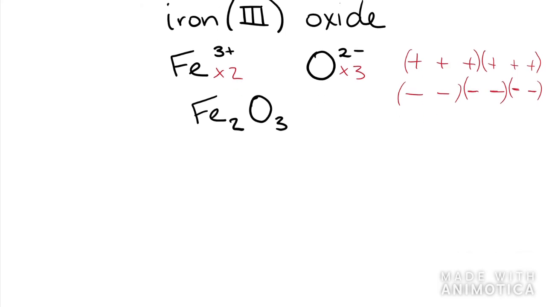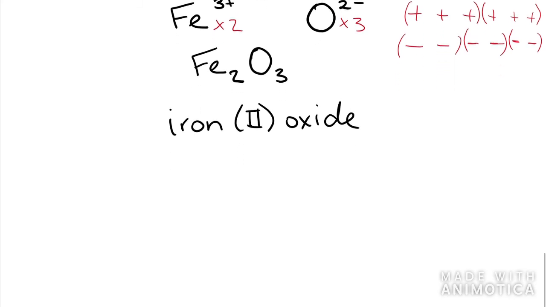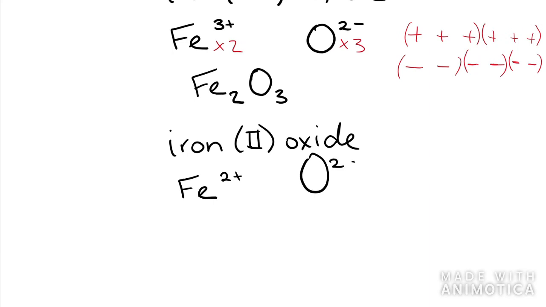So let's try another one. This one's kind of cool because I'm going to use the exact same elements, but it's going to give me a different answer. So I'm going to use iron 2 oxide. So again, iron is Fe, and this is 2. So this tells me it has a charge of 2 plus. Oxide is our oxygen with our charge of 2 minus.